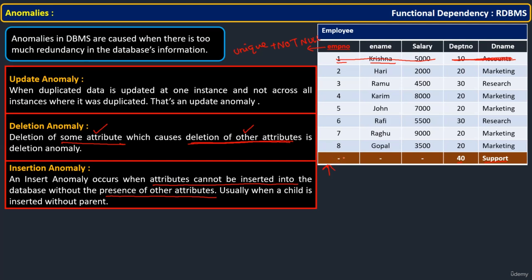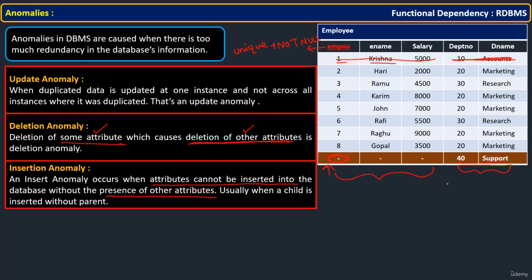Because here you have a null value. Because you just started that department, but no employees right now. So if there are no employees, these three attributes are going to have null. In these two null, no problem, but here null is not allowed because it is a primary key. So because you don't have any employee here, you are unable to insert this department information. Now read the definition again. Insertion anomaly occurs when attributes cannot be inserted into the database without presence of other attributes. Without having this information, you are unable to insert this information.